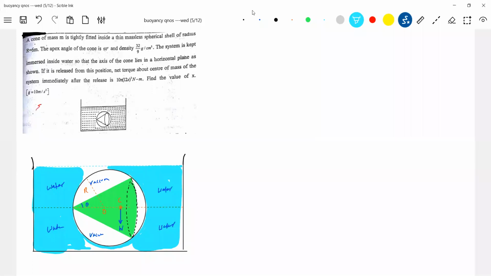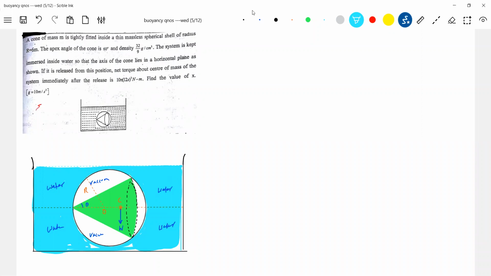What is the volume immersed? The shell is the volume immersed, no? So the buoyant force will act through the point O. Point O will become the center of buoyancy. Through that particular point, the buoyant force will act. This is a very important observation.